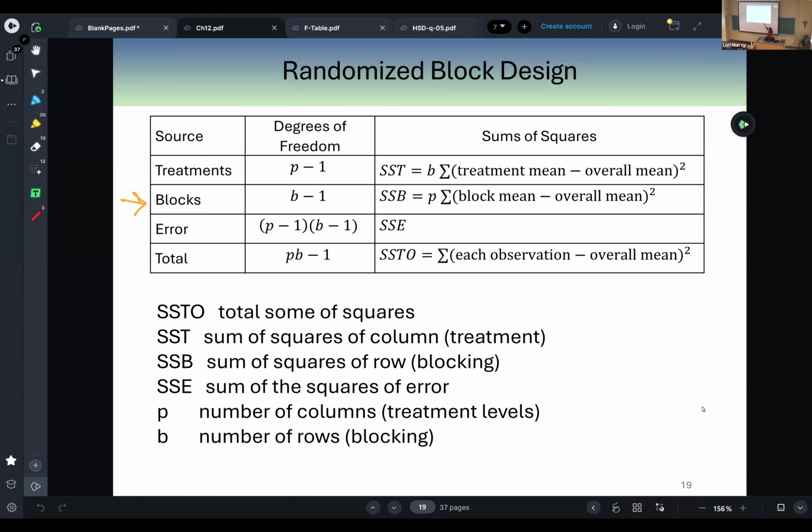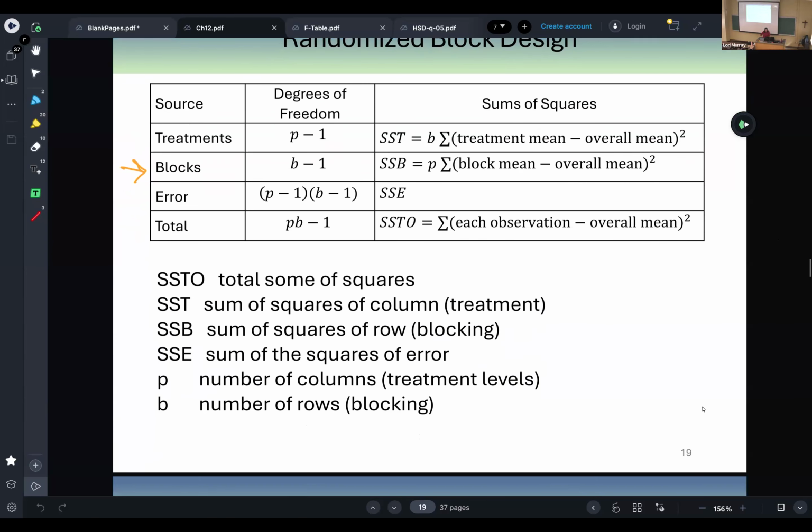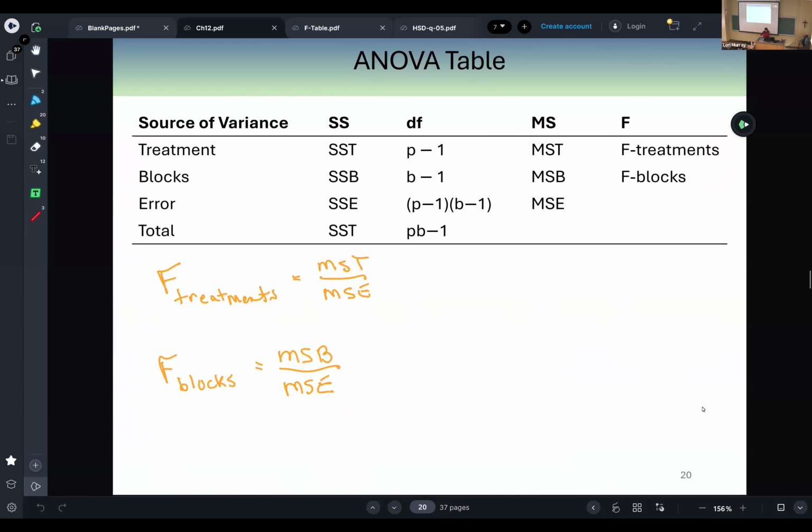This is when we don't just have treatments and error, we also have blocks. And these were the formulas that we used. And this was our ANOVA table for the randomized block design, right? And we can get two tests, an F test for the treatments and an F test for the blocks. And that's how we get those, right?